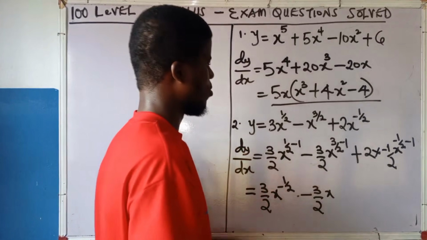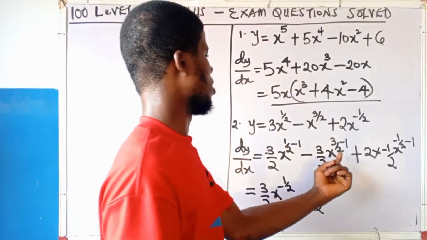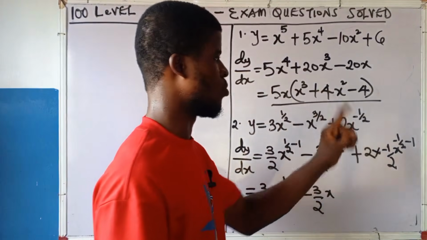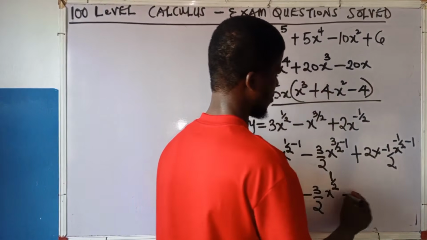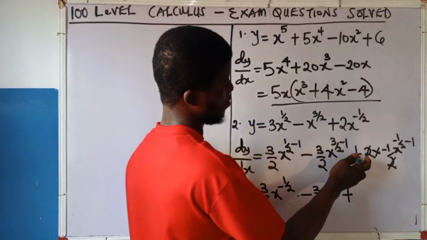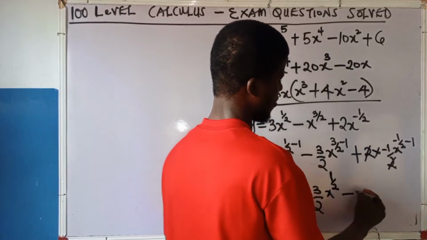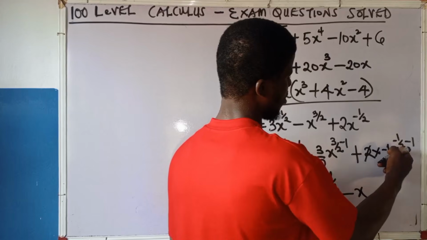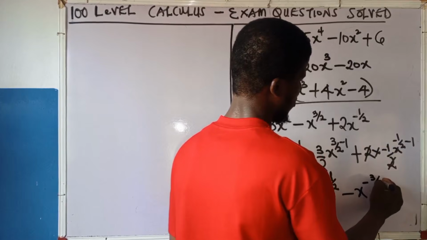x. What's 3 over 2 minus 1? It's going to give you 1 over 2 actually. 2 times 1 is 2, 3 minus 2 is 1. So you're going to get 1 over 2, that's 1 half. Plus 2 cancels 2. Plus times minus is a minus. I have minus x. Minus 1 over 2 minus 1 will give you minus 3 over 2.